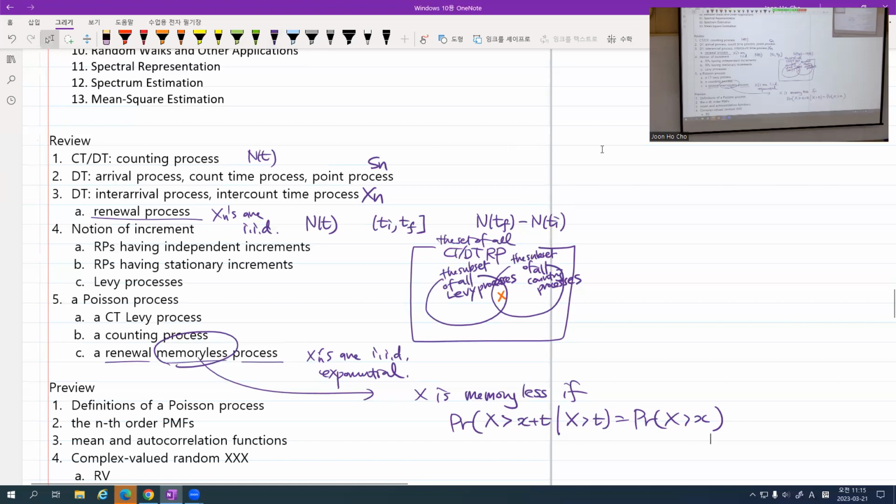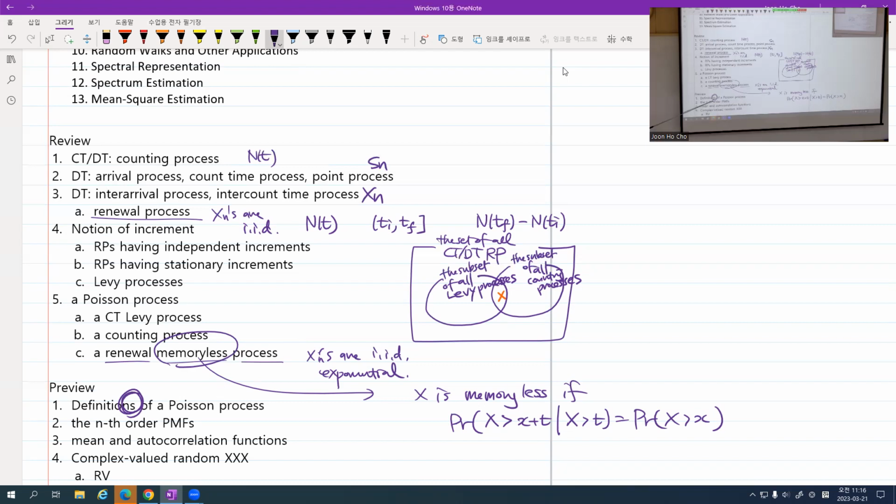Okay, preview. So we are going to see the definitions. There are many, many definitions of a Poisson process. And we are going to find the nth order probability mass functions given the definition. Because many definitions do not define a Poisson process by using the nth order probability mass functions. They define in some strange way, but those are definitions, which means that we must be able to find all nth order probability mass functions of the random process, because that is the definition of the full characterization of a random process.